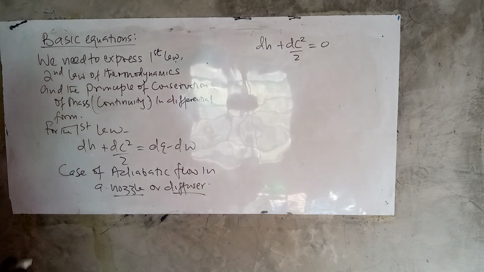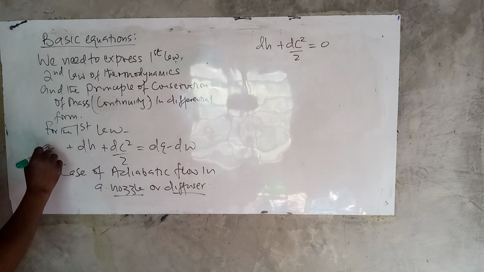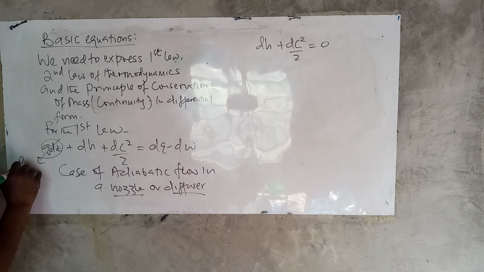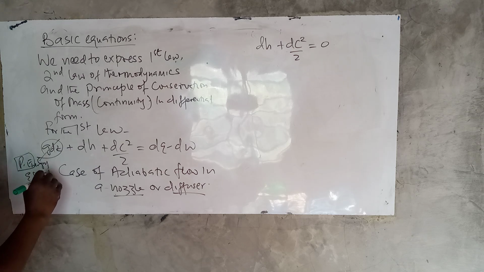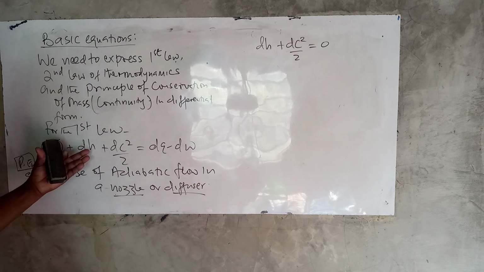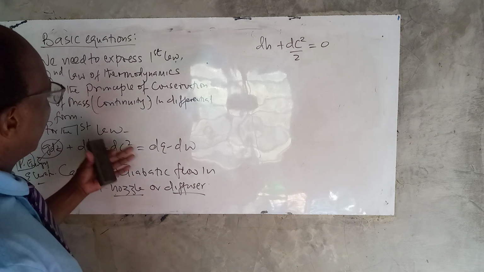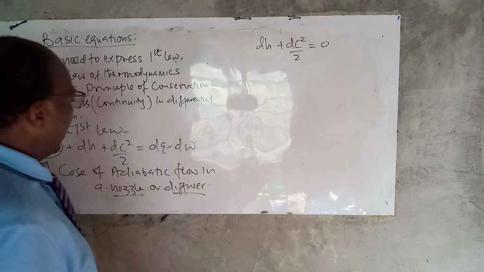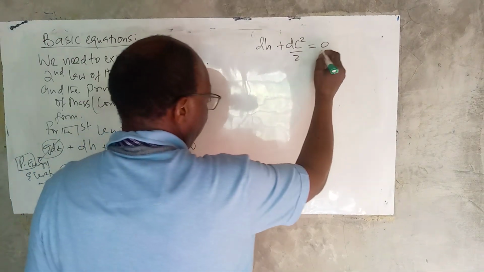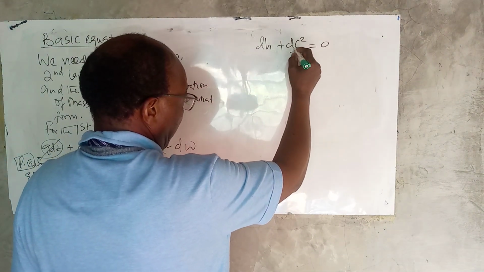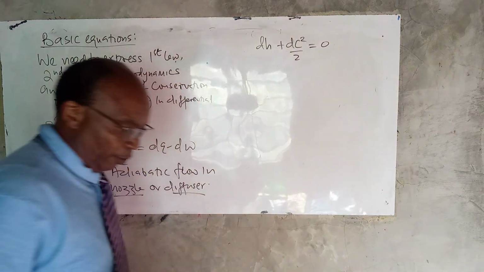Don't forget that we have the potential energy expression, which has to do with elevation. So we are assuming that elevation is not a key factor. That's why we have ignored it and worked with dH plus d(C squared over 2). So in the case of an adiabatic flow in a nozzle or diffuser, the terms on the right vanish, and so we have dH plus d(C squared over 2) is equal to 0.